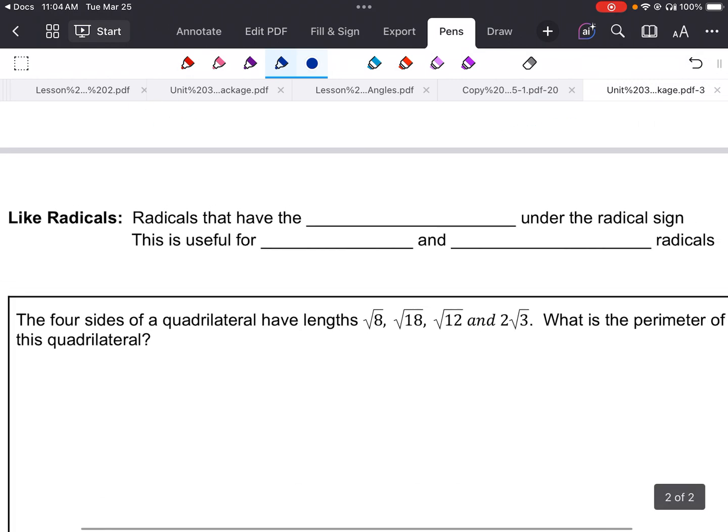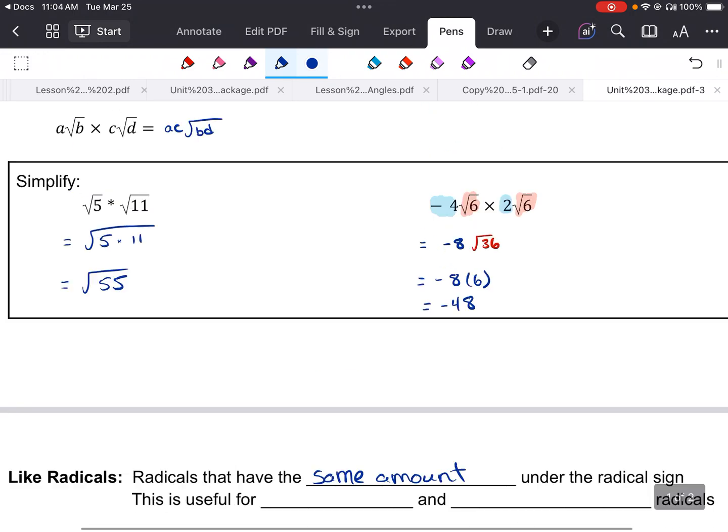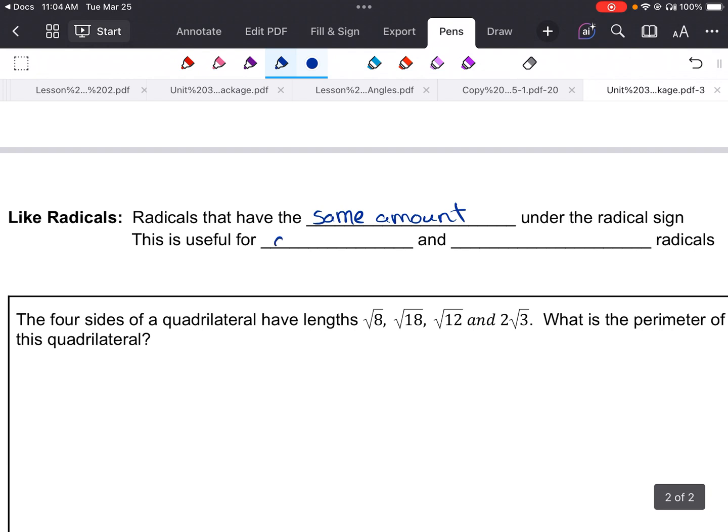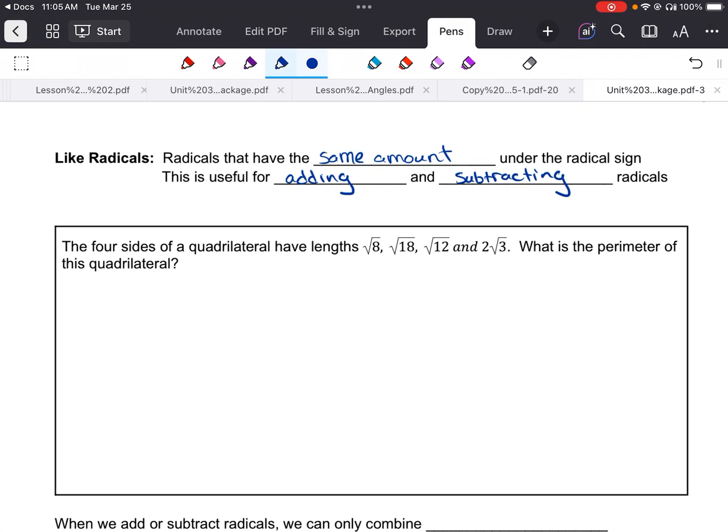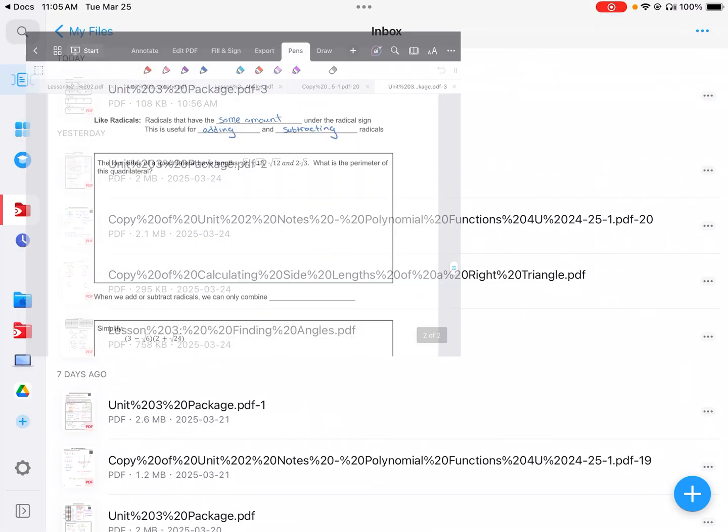Okay, like radicals. Radicals that have the same amount under the radical sign. This is useful for adding and subtracting radicals. Okay, it is no different than collecting like terms.